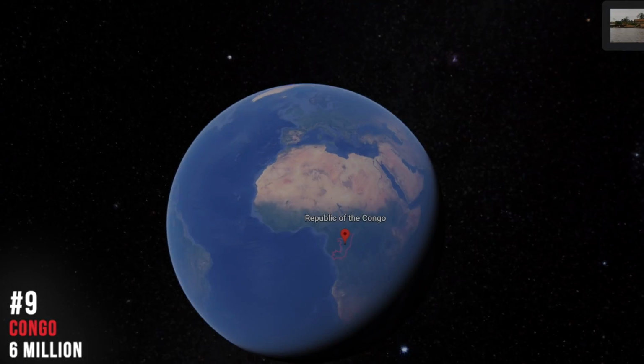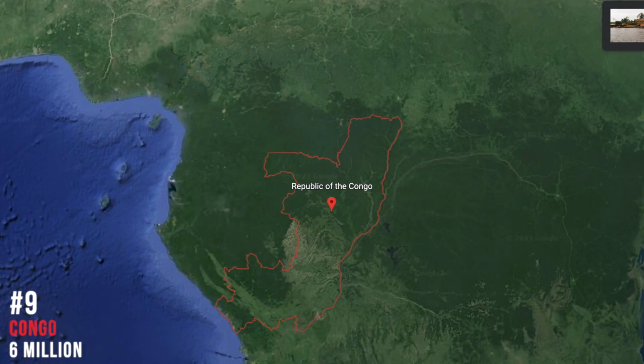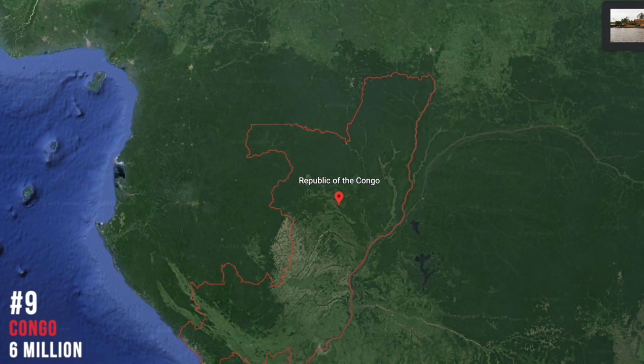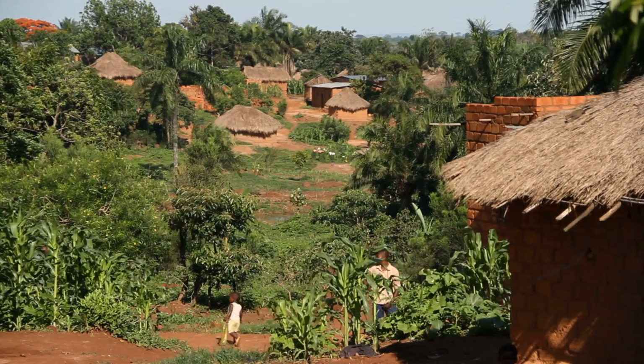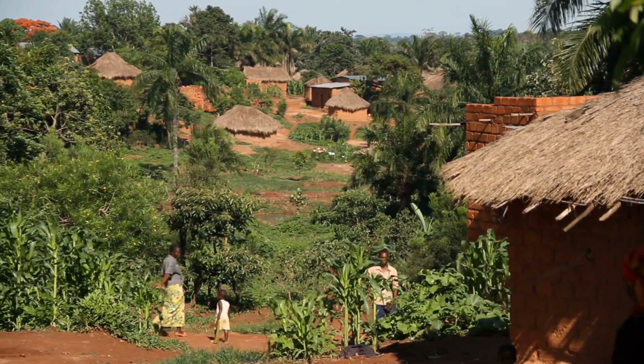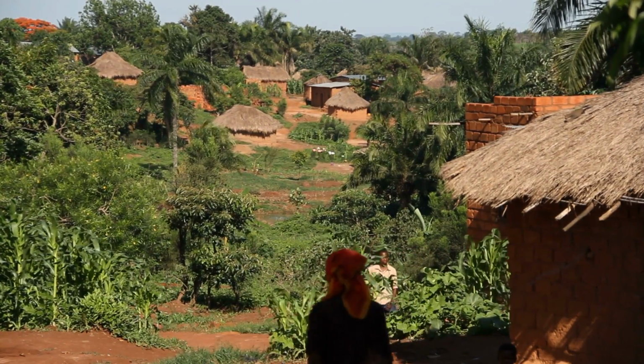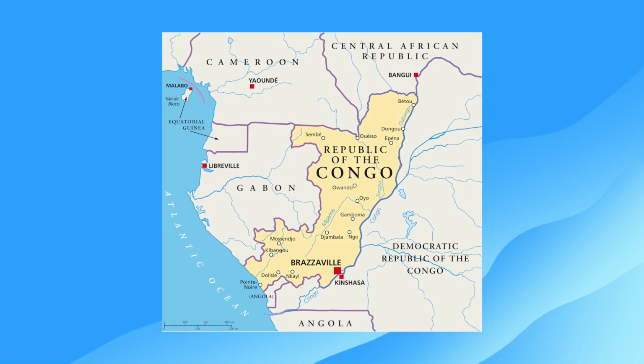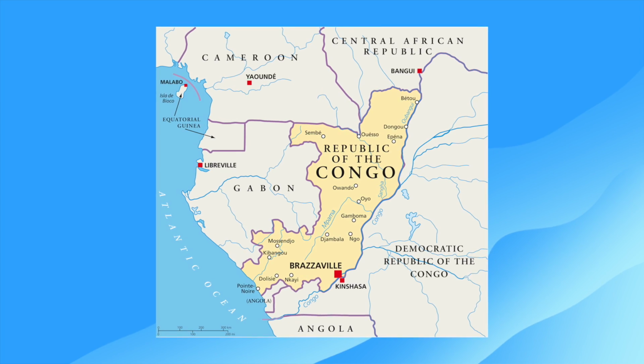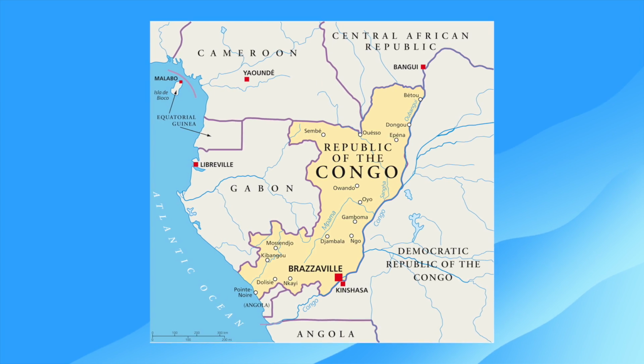And just east of Gabon we have number 9, Republic of the Congo, 6 million people. The Congo is the 36th most populated country in Africa and the 111th most populated in the world. It sits nicely in between the Democratic Republic of Congo and our previous entry, Gabon.